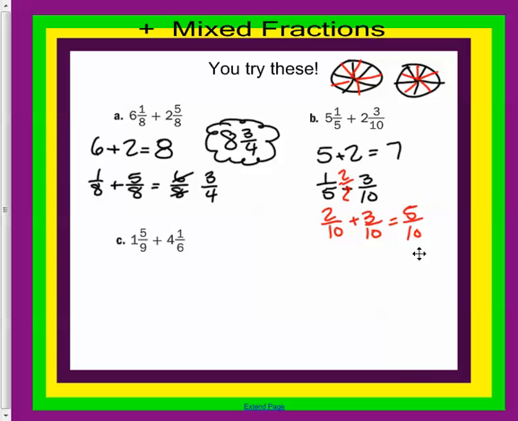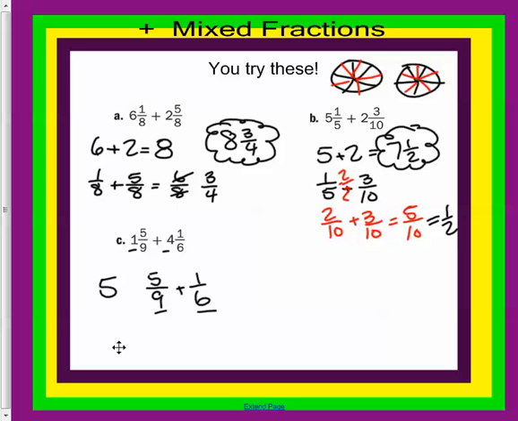Now, is that simplified? No. They're both divisible by 5, so I get 1/2, and my new answer is 7 1/2. Down here, 1 and 4 added together is 5, and then 5/9 plus 1/6. Uh-oh, denominators not the same.